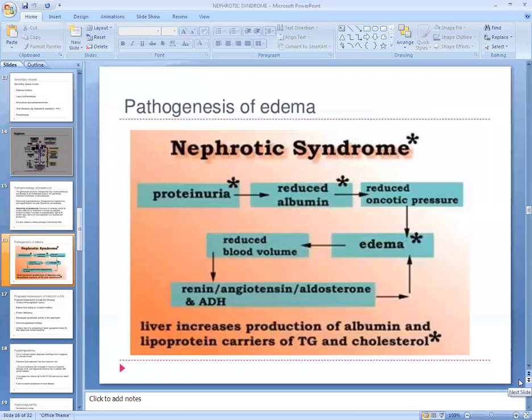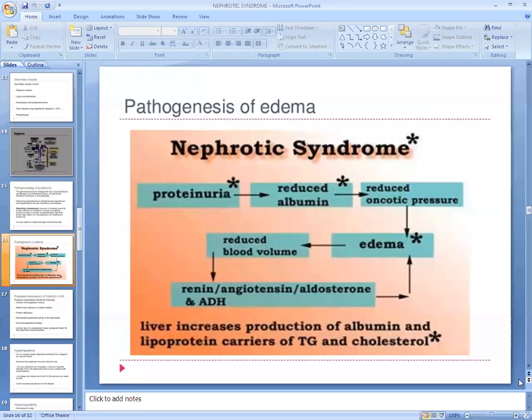Now, why is there edema in nephrotic syndrome? As we know, there is loss of proteins, that means reduced albumin, reduced oncotic pressure, that leads to edema. Another mechanism is reduced blood volume. Because of edema, the fluid is coming into the interstitial spaces, meaning the fluid is moving from intravascular space to extravascular space. So there is decreased intravascular volume, which reduces your blood volume. If blood volume is reduced, there will be decreased perfusion of the kidney.